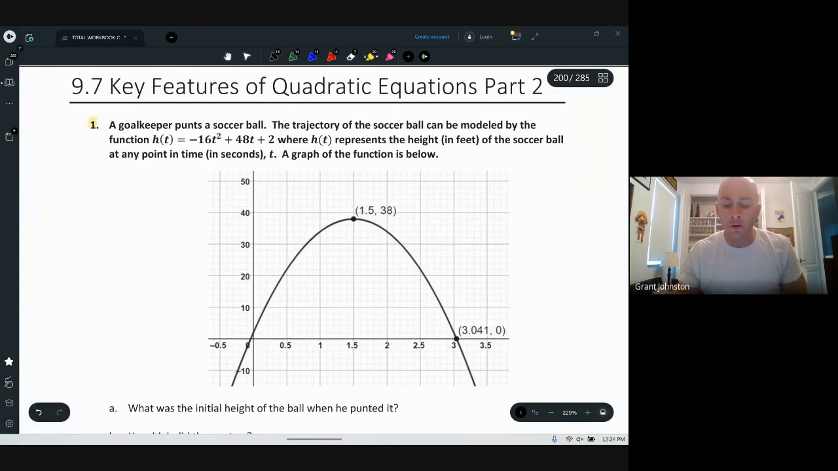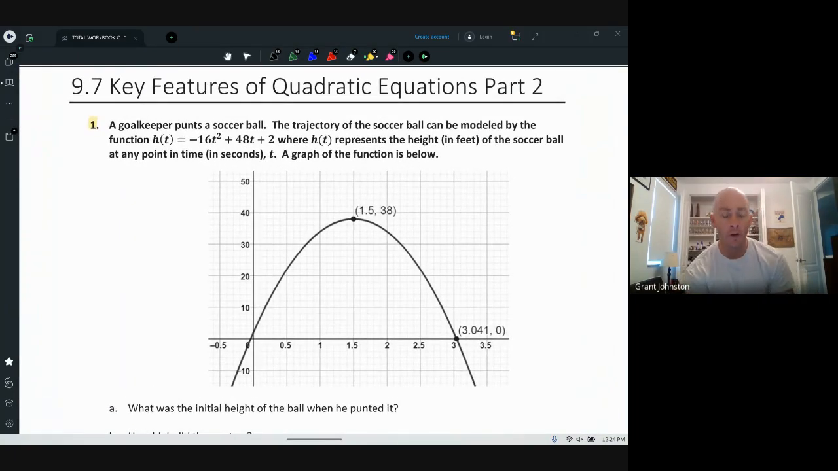Key features of quadratic equation part 2. All right. These can get kind of tricky sometimes. A goalkeeper punts a soccer ball.